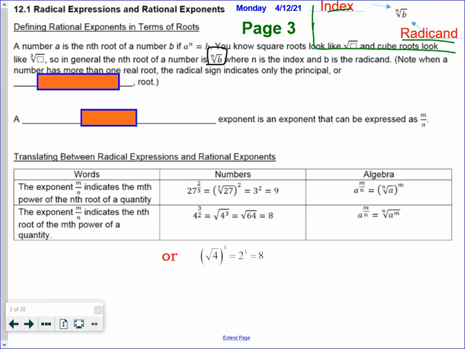Something to take note of is that if you have a number that has more than one real root, the radical sign will indicate only the principal or the positive root. A rational exponent is an exponent that can be expressed as m over n. A rational number is any number that can be expressed as a fraction. A rational exponent will be an exponent that can be expressed as a fraction as well.